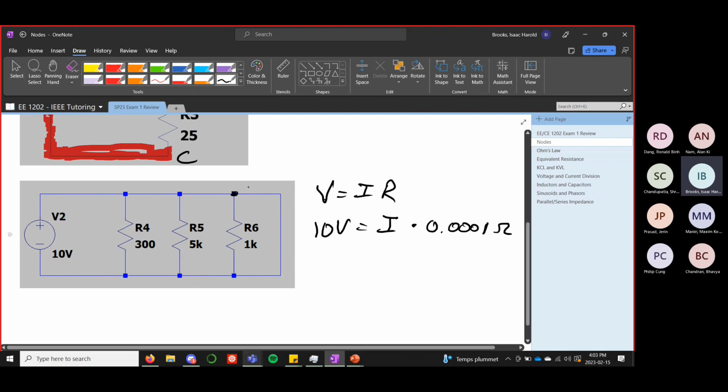If something is shorted, that means that the top and the bottom of it, both sides of it, are connected to the same node. And we would say that device is shorted. So if a resistor is shorted, it's as if it's not there.